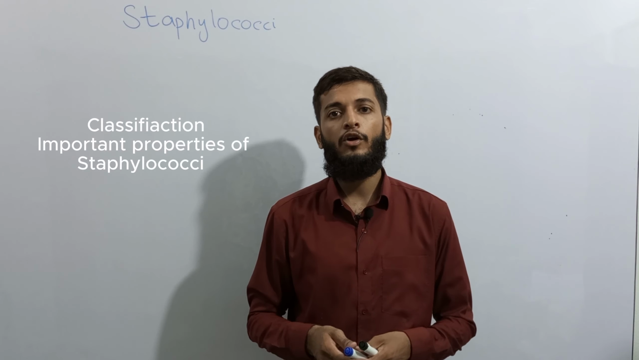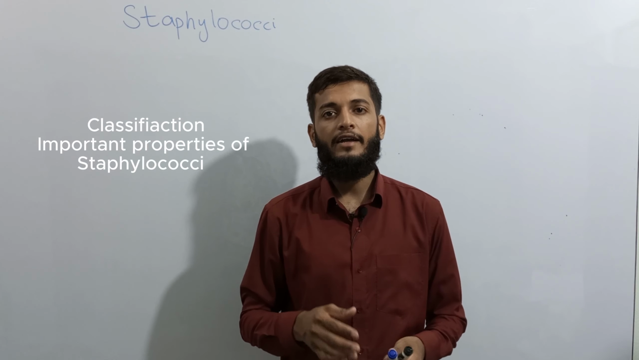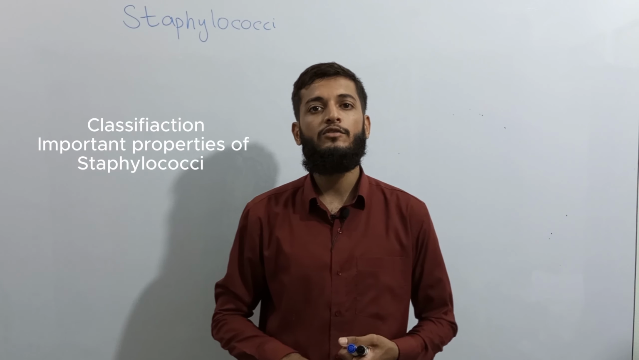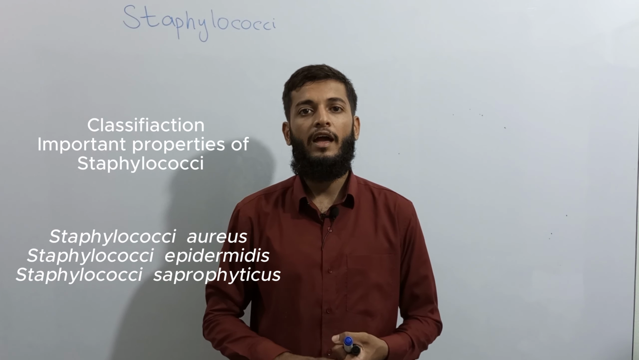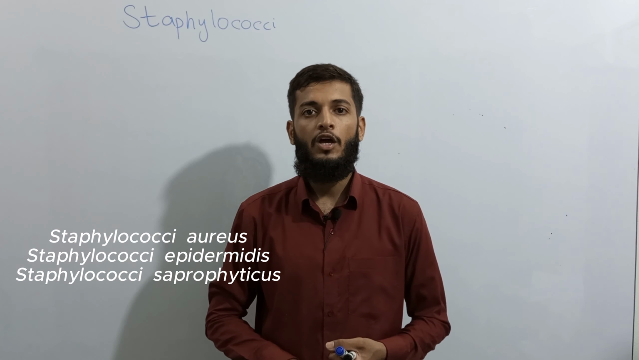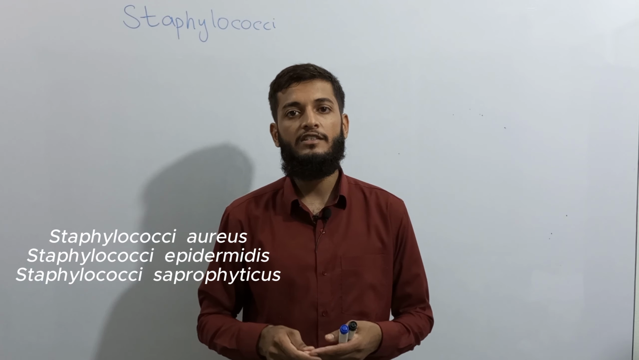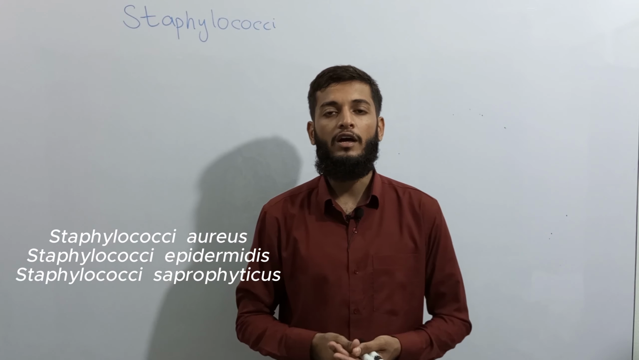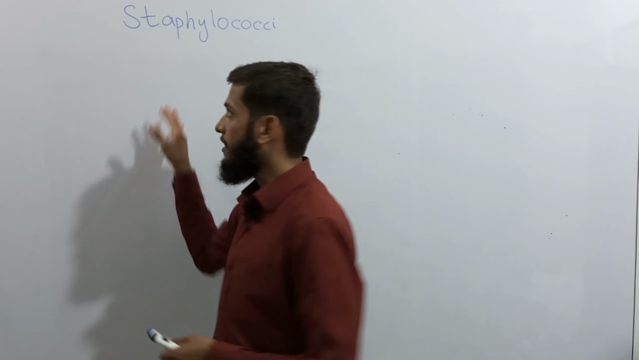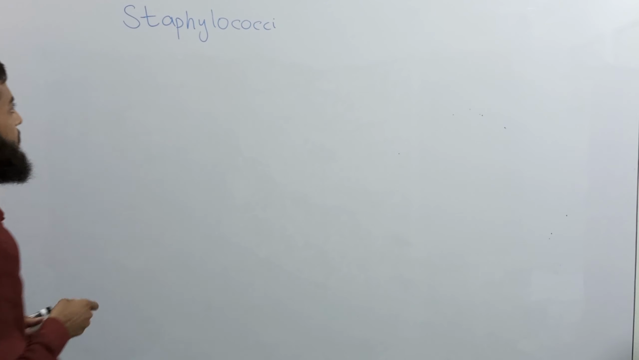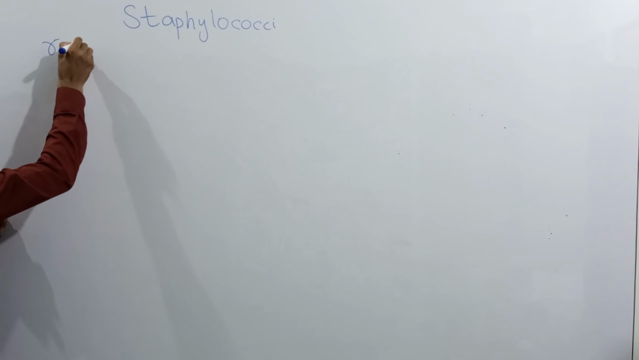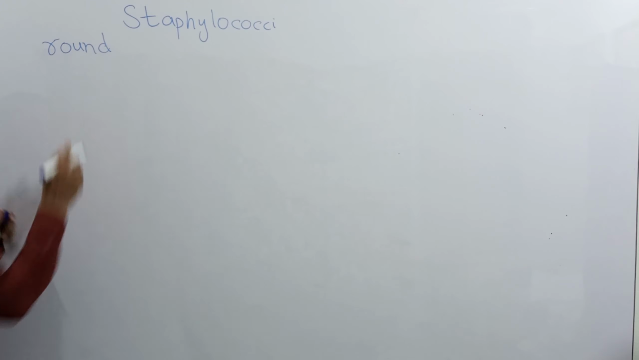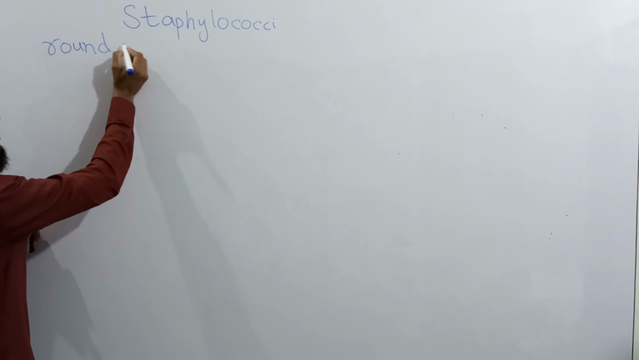In this video, we'll talk about Staphylococci and the classification of Staphylococci into Staphylococcus aureus, Staphylococcus epidermidis, and Staphylococcus saprophyticus. We will also differentiate between these three species of Staphylococci. So let's start. Staphylococci are round-shaped bacteria, and round-shaped bacteria in microbiology we call cocci.